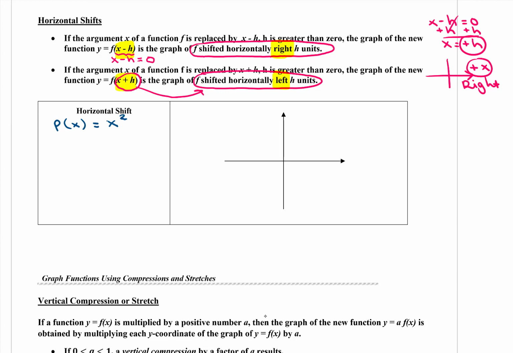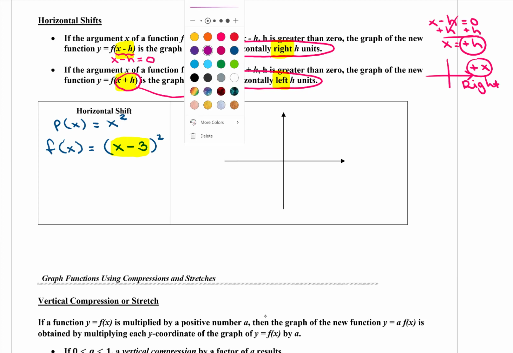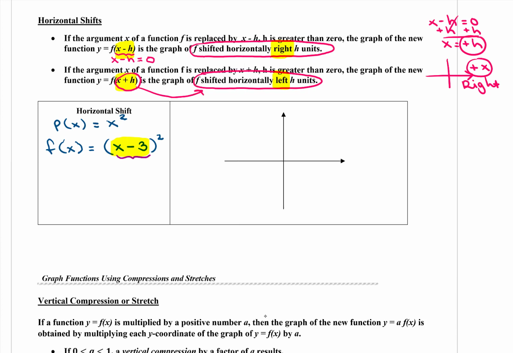All right, this time we're going to use a different p of x. Our parent function is going to be p of x is equal to x squared, so we have a little bit of variety. And let's have our f of x function be equal to x minus 3 quantity squared. So I'm going to take what's inside the parentheses, set that equal to 0, and solve it. That's going to help me figure out which way I need to go.